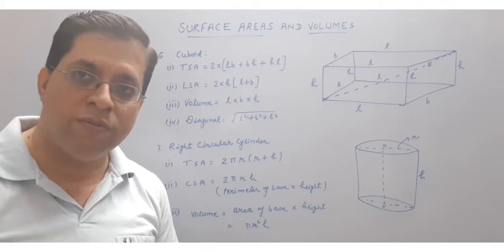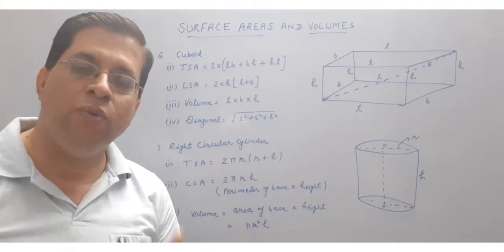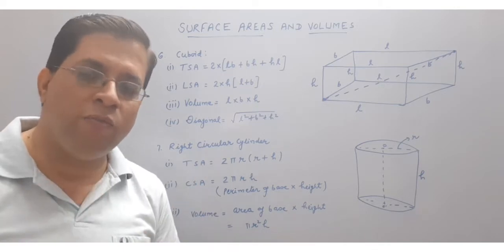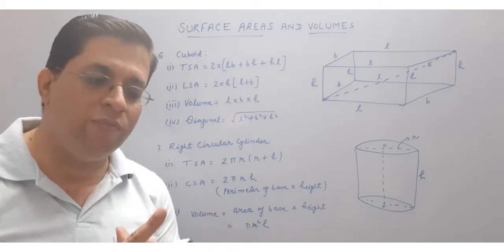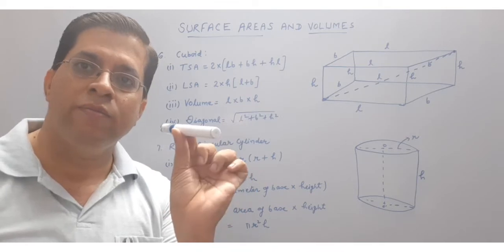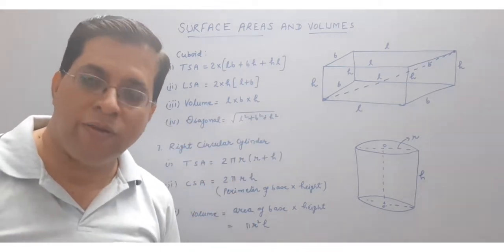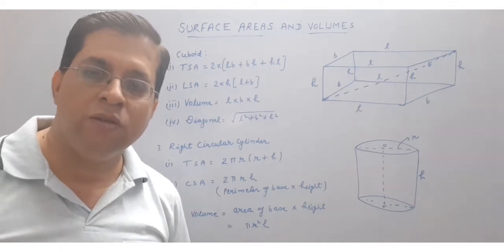Cylinder is 2 pi r into (r plus h). Cylinder means what? One important thing: what is one good example of a cylinder? This is my pen. This is in the shape of a cylinder. Your tube light is also a cylinder.